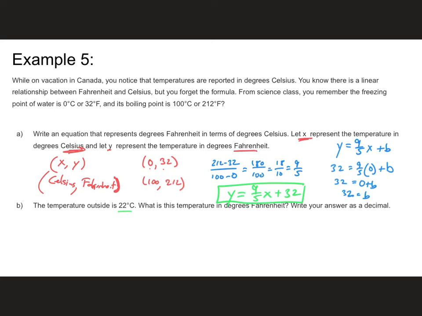Okay, the temperature outside is 22 degrees Celsius. What is the temperature in degrees Fahrenheit? Okay, remember, Celsius is an x value, and Fahrenheit, which is what we're trying to find, is the y value. So I'll go to my equation, y equals 9/5 times 22 plus 32. And I'll do that calculation. Let's see what I get. So I just plug 9/5 times 22 in my calculator, add 32 to that, and I get 71.6 degrees Fahrenheit. Always a good idea to put your unit in.